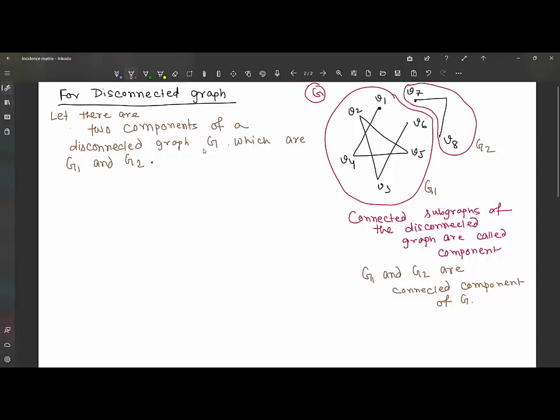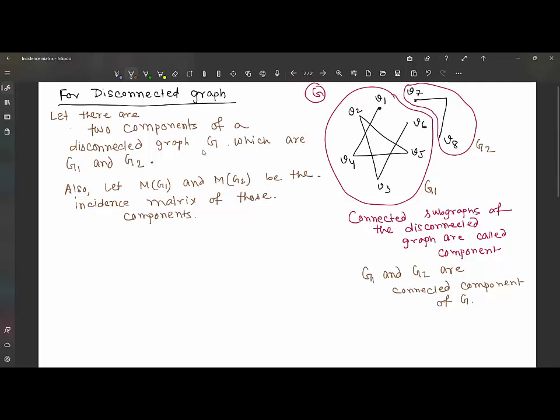and also let M of G1 and M of G2 be the incidence matrices of those components. Since the components are connected, you can easily find the incidence matrix of those components.